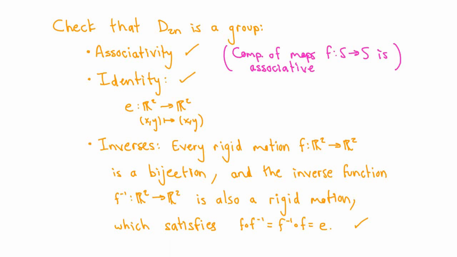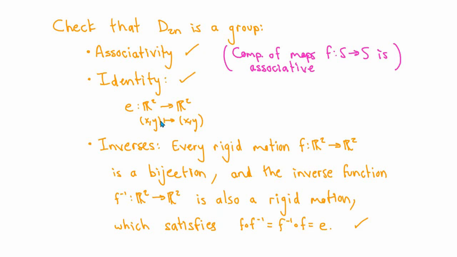Now, I'm going to give you some examples with pictures, but first of all, I just want to make sure that we believe that this D2n is actually a group. So the first thing that we should check here is associativity. But as I mentioned in the previous video when we were talking about rotation groups, composition of maps from a set to itself, in this case from R2 to itself, is always an associative binary operation, so associativity does hold.